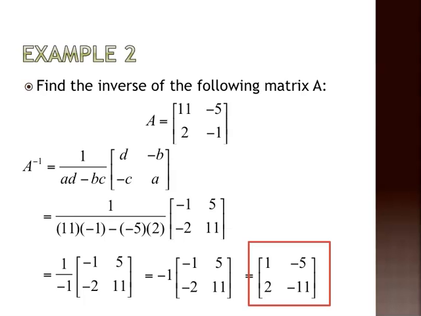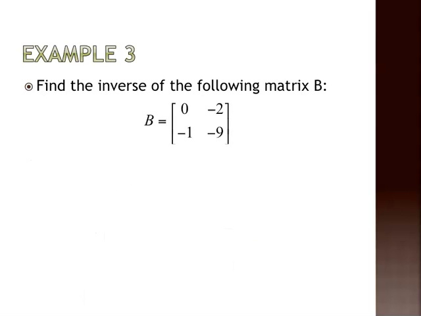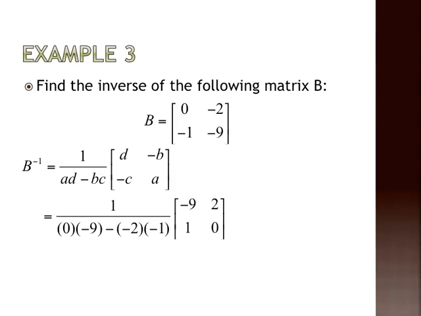Let's do another example. We have this matrix here, 0, -2, -1, -9. Again, I'm going to start off by writing out what the inverse is and then filling it in. So A times D, so 0 times -9, minus B times C, that's -2 times -1. And then inside the matrix, we swap the 0 and -9 and make the -2, -1 both positive.